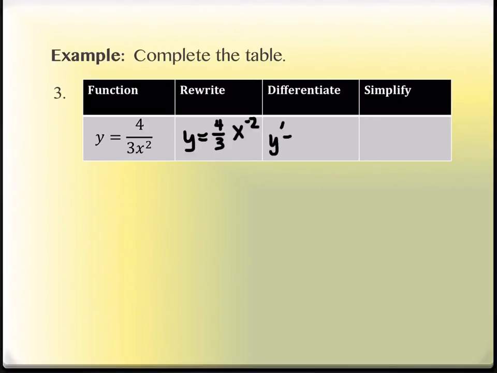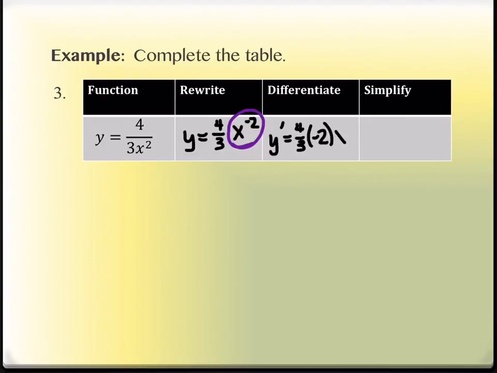So to differentiate this, the 4/3 is a constant multiplier, so I simply write it down. And then I need the derivative of the x to the negative 2. So that's power rule, right? And I told you those power rules work with any exponents, and I didn't actually mention negatives, but it's true. They work for negatives just fine as well. So what will I do with the negative 2? Bring it down.